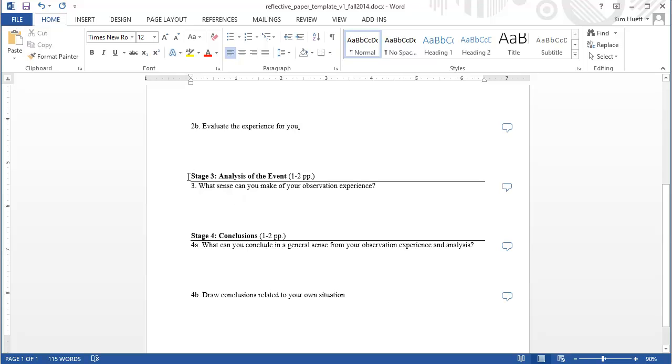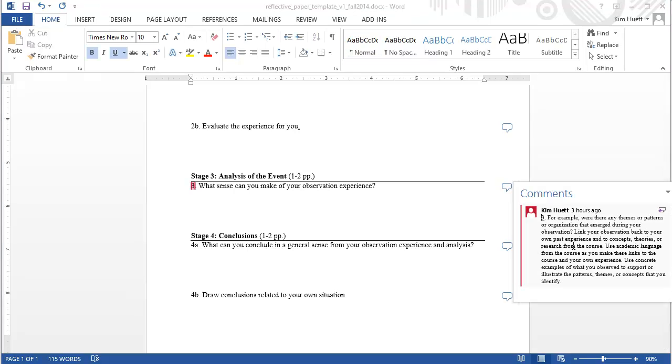All right, so stage 3, what sense can you make of your observation experience? What the heck does that mean? Well, for example, were there any themes or patterns or organization that emerged during your observation? Link your observation back to your own past experience and to concepts, theories, or research from the course. So guys, think back on the 6 blogging sessions where we delve into issues and maybe think about your hot topic and try to make connections between what you're observing in this setting and some of the things we've talked about in the course.